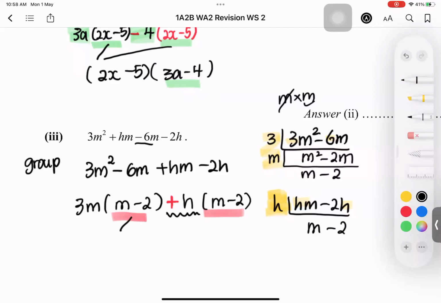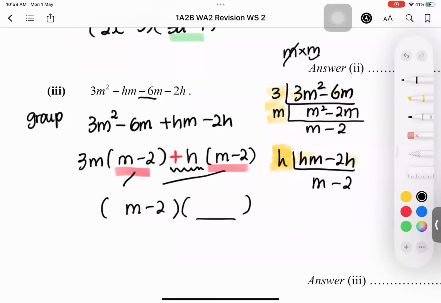Then the one that is the same. Now factorize. Okay, two brackets. The one that's the same, we write one time. What's in the other bracket? 3m plus h. Thank you. 3m plus h. My answer.